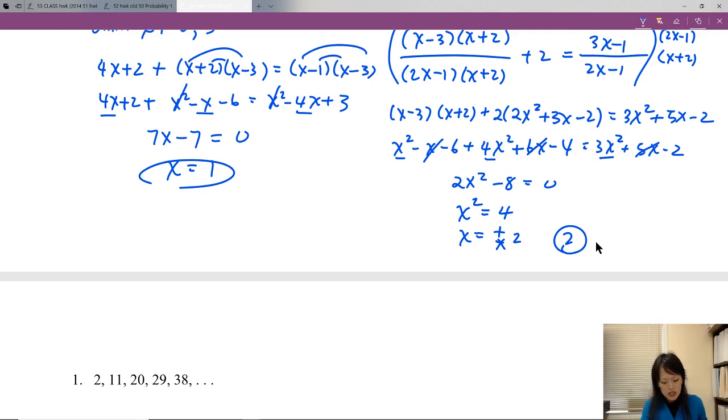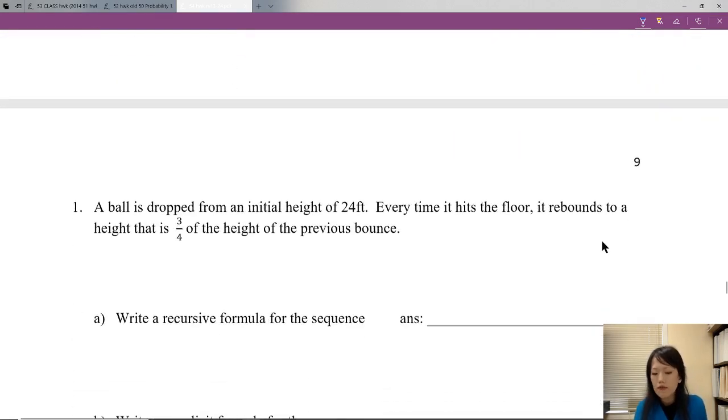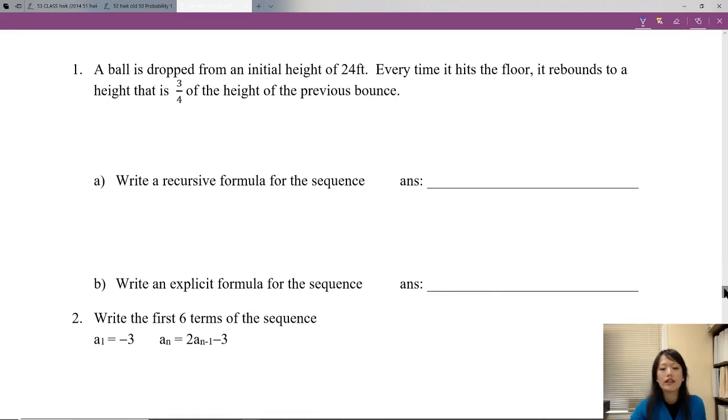Okay, next page, page 8. Let's see, more of this recursive stuff. This one you said you're not testing. Let's do the next one. Page 9. It says a ball, number 9. A ball is dropped from an initial height of 24 feet. Every time that it hits the floor, it rebounds to a height that's 3/4 of the height of the previous bounce. Write a recursive formula for the sequence.